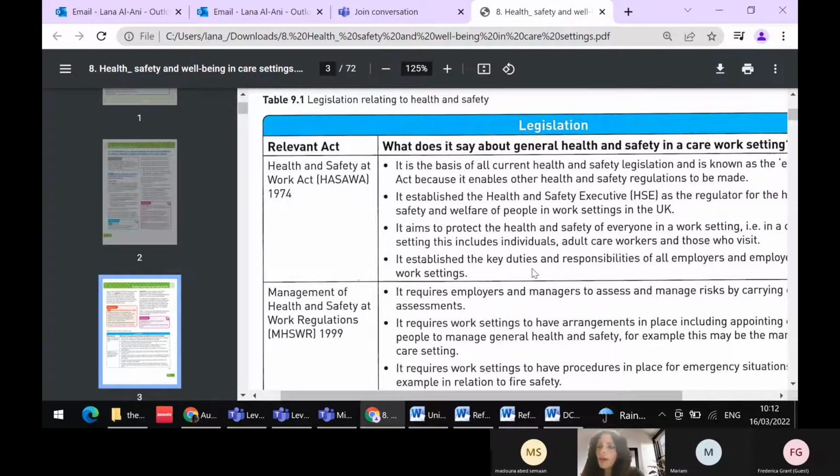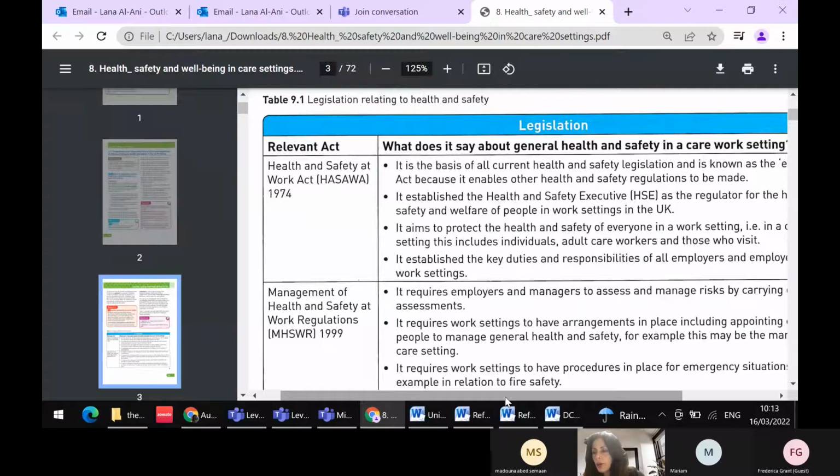Yeah. Okay, excellent. So in the UK, we have many regulations and legislation about health and safety. Why? Because health and safety is a very important subject. In the care home, for childcare, for health and social care, in the hospitals, everywhere. So let us start. First one is the Health and Safety at Work Act 1974.